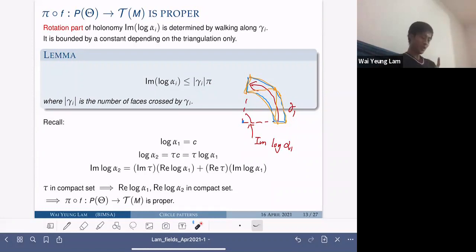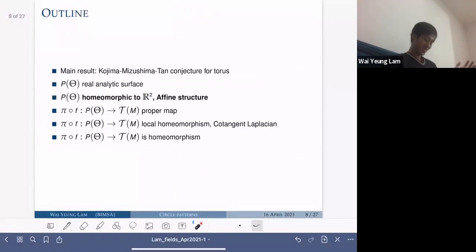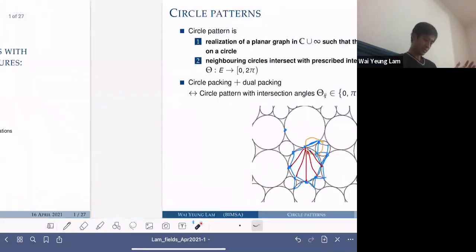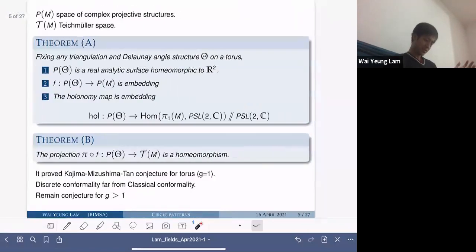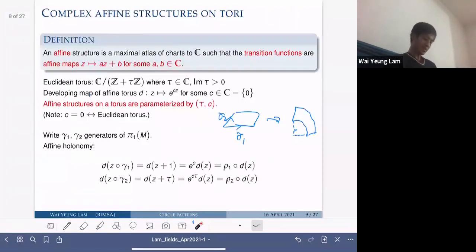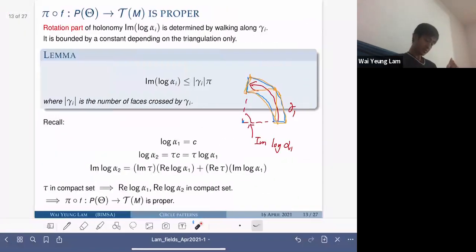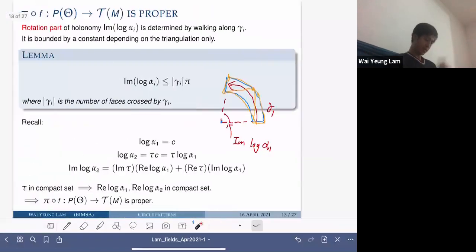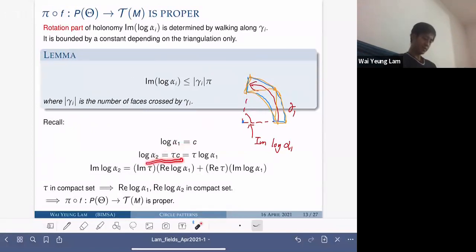And the claim is that using this result, we can prove the properness. It's very easy. You remember, if you take the log of this alpha 1, you get the affine parameter C. And if you take the log of alpha 2, you get tau times C. So we talked about this affine structure. Here this is my alpha 1; if I take the log, I get C. And this is alpha 2; if I take the log, I get C tau. So this is what I need. Log of alpha 1 is C, log of alpha 2 is tau C, and then you substitute this into C, and you get these relations.